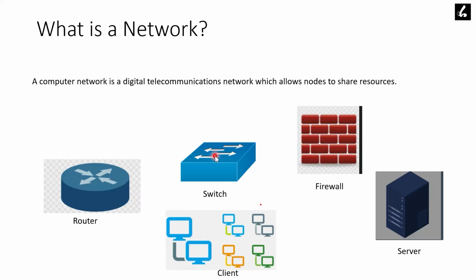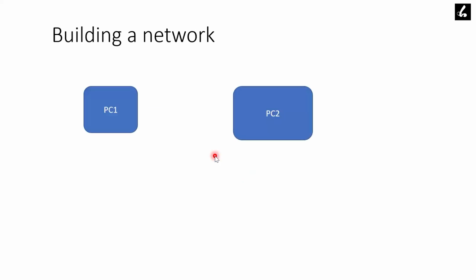Building a network does not necessarily mean we have to use all these network devices. It can be a small network, like connecting a PC to a laptop, which is itself a network. This is one of the smallest networks you can have.